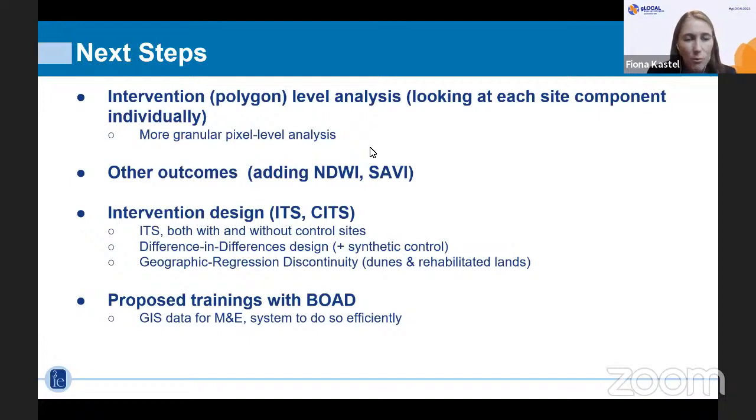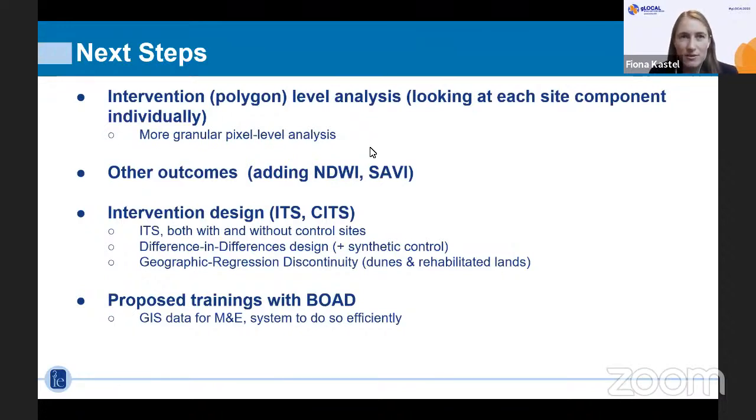Then we're working on the intervention design. Primarily, we've been looking at interrupted time series and controlled interrupted time series. Since we have our data over time at a very granular level, it's possible to do this interrupted time series analysis. However, as I mentioned, we want to make sure we're including a control site for anything that might be occurring at the same time.